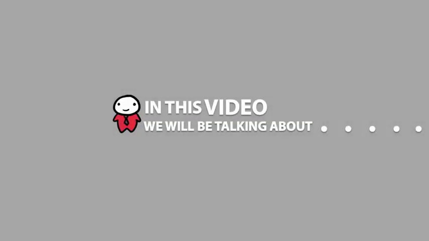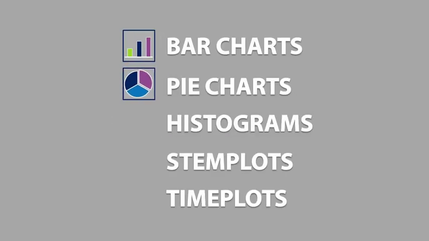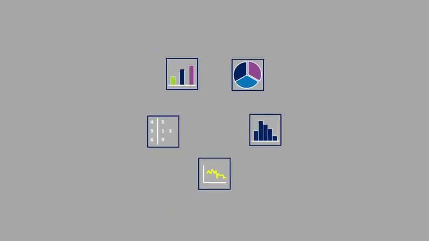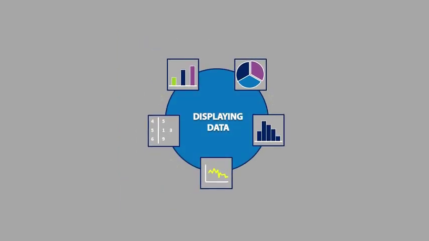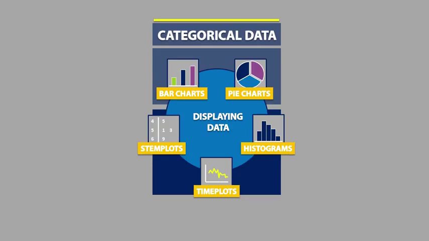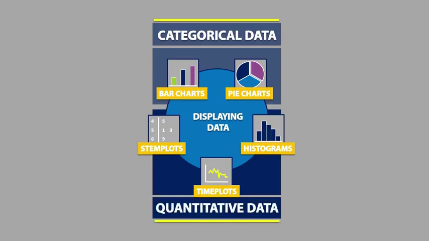In this video, we will be talking about bar charts, pie charts, histograms, stem plots, and time plots. We can use these tools as a way of displaying data. We often use bar charts and pie charts to display categorical data, and we often use stem plots, time plots, and histograms for displaying quantitative data.